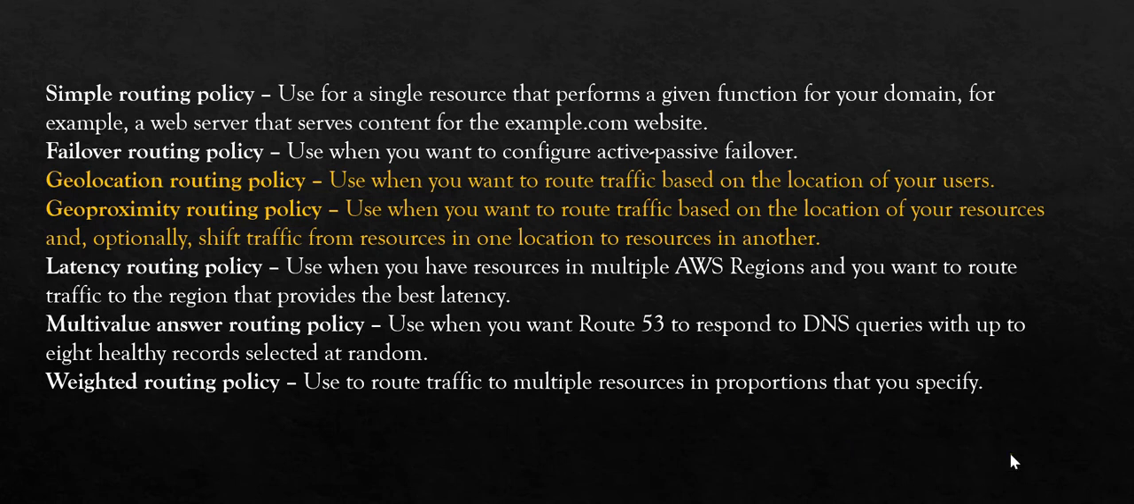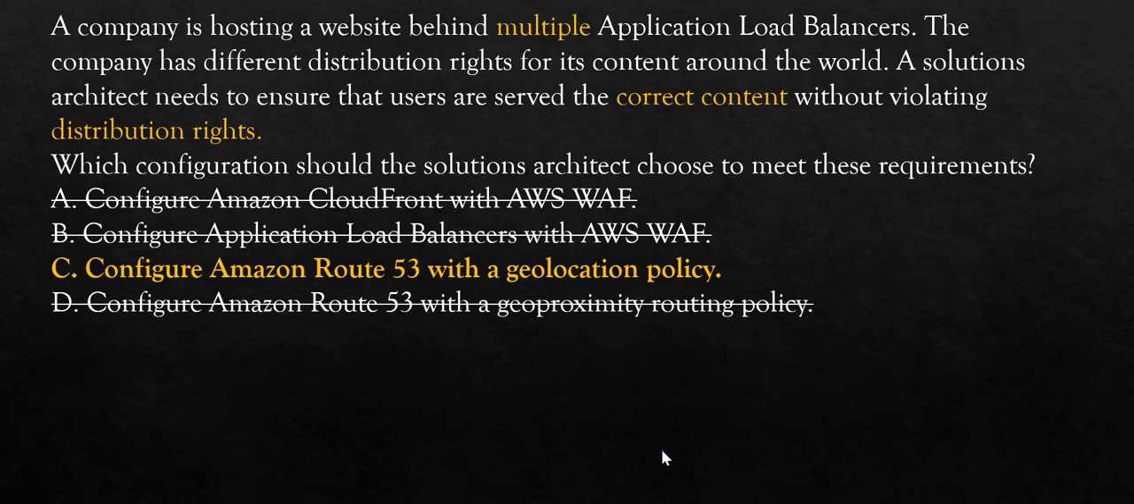So what happens is the traffic is sent in a balanced manner to the multiple resources. Suppose you have two EC2 instances. If you have 100 requests, then 50 requests would be sent to EC2 instance 1 and 50 would be sent to EC2 instance 2. That's how weighted routing policy works. So we will go with option C. This is the final answer. We will lock this answer.